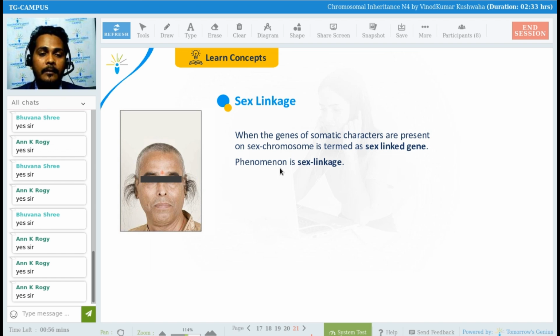Now the sex linkage. Now what is this sex linkage? Before moving on with the sex linkage, this is the next topic.